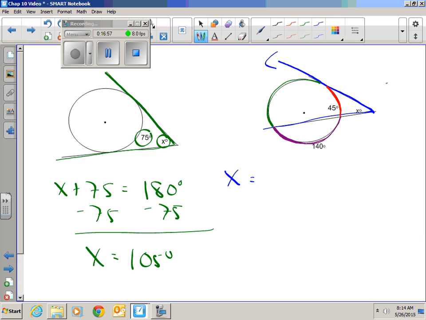I don't know that yet, but I do know that this arc right here is 140. Well, I know that all of those arcs add up to 360 because that's the whole circle. So 140 plus 45 is 185. That means that this guy must be 175 if I did my math correctly. 175. So now x is going to equal 175 minus 45, all divided by 2. 175 minus 45 is 130. 130 divided by 2, x is 65.